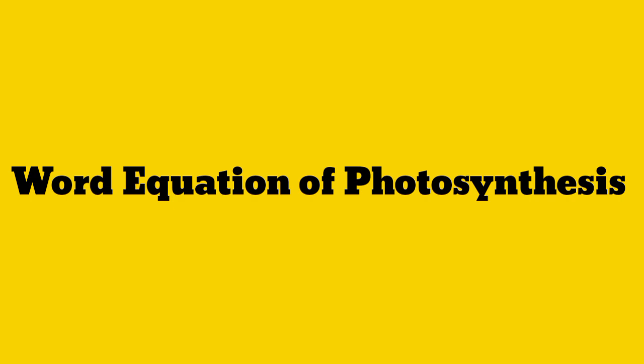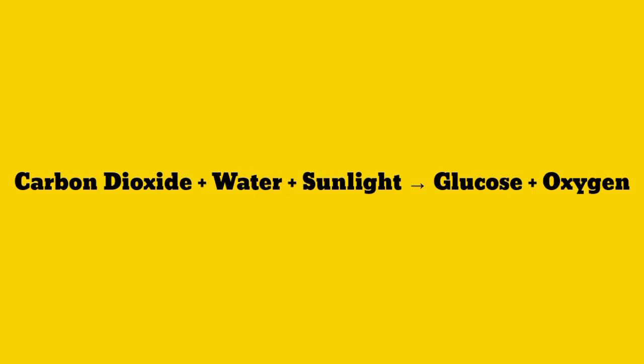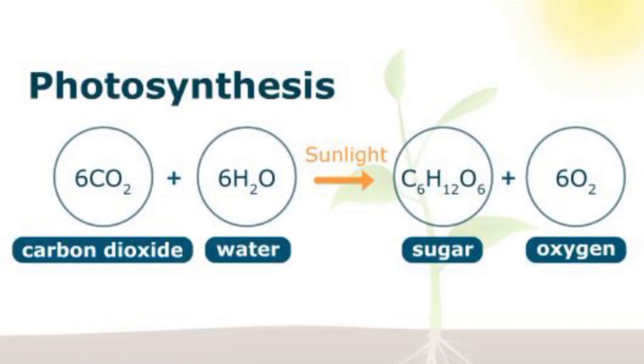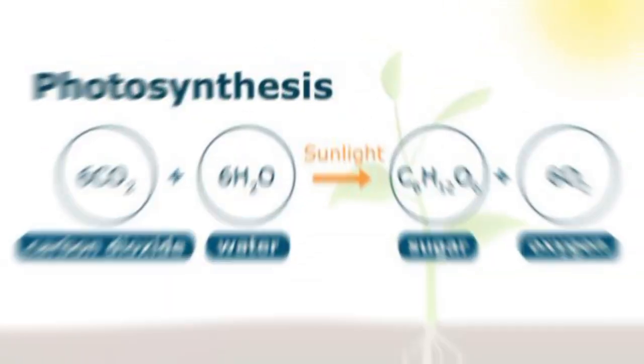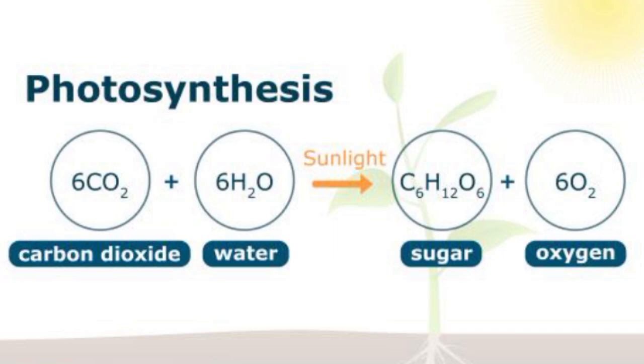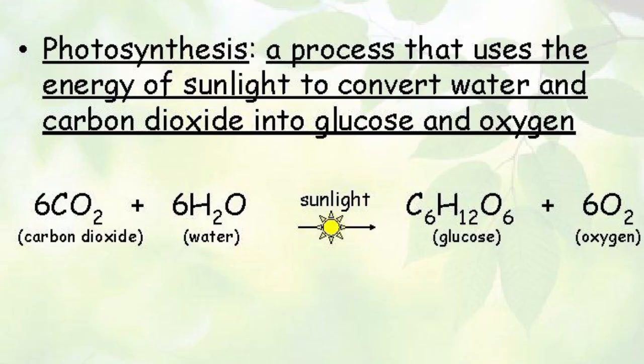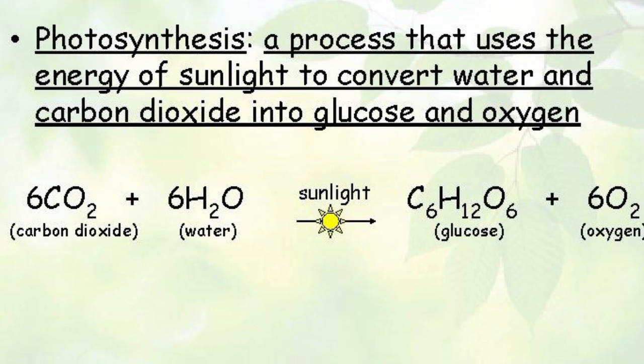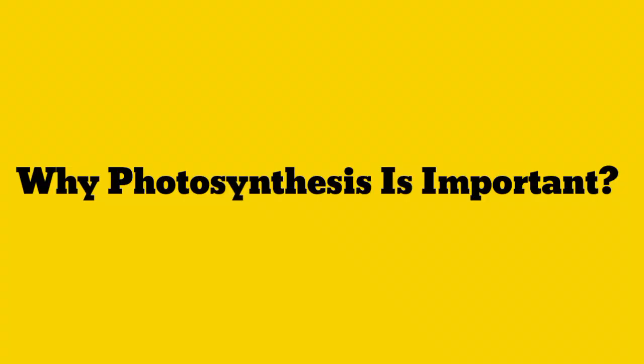If we write the word equation for photosynthesis, then we can say that carbon dioxide and water combine together in the presence of chlorophyll and sunlight and give glucose and oxygen as a byproduct. Glucose is the food of the plant that is used by the plant for its activities, and oxygen is the byproduct that is released into the atmosphere. So we get this type of equation. Carbon dioxide plus water give us glucose plus oxygen. Sunlight and chlorophyll are necessary during this process.